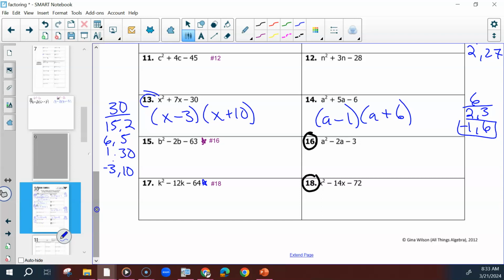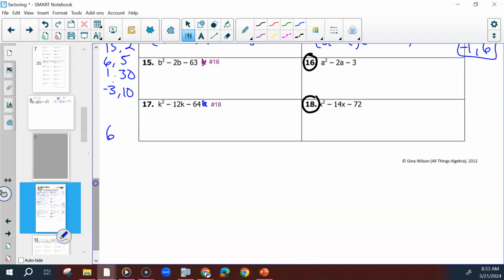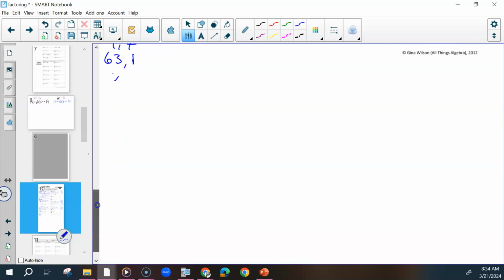In 15 through 18, we have 2 negatives. The process still works the same. So like for 15, let's find the factors of 63. 9 and 7. What else? 63 and 1. What else? 3 and 21.